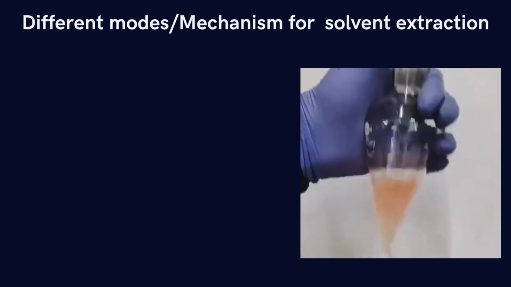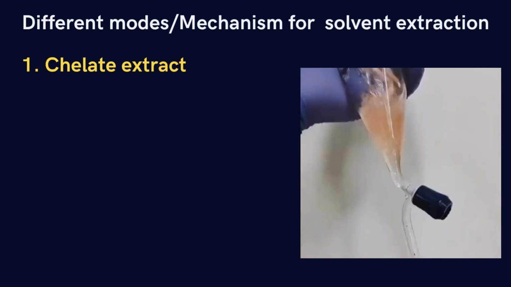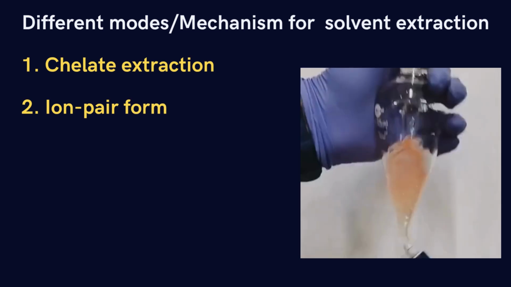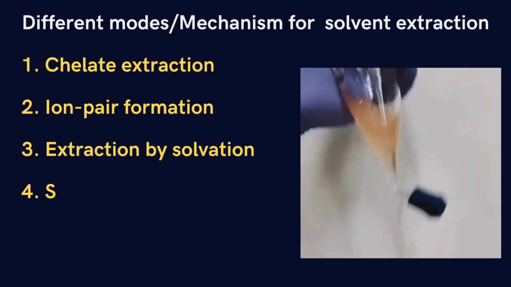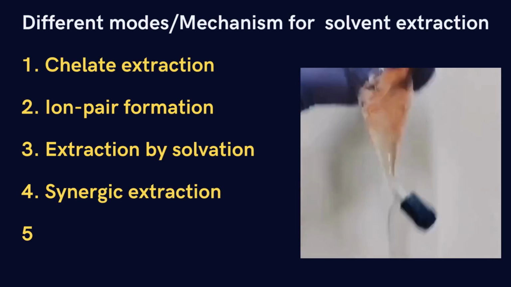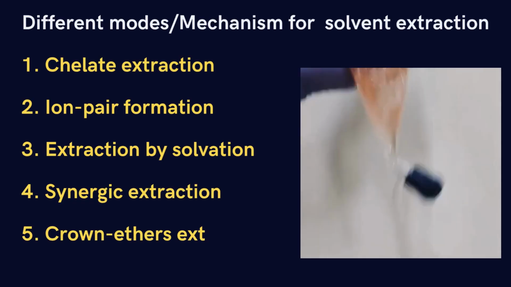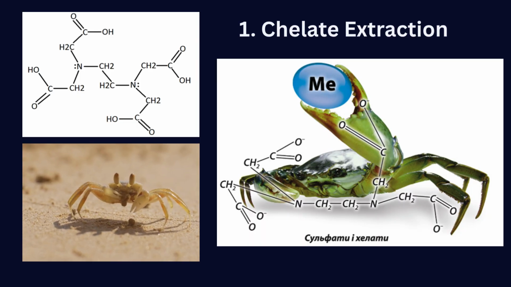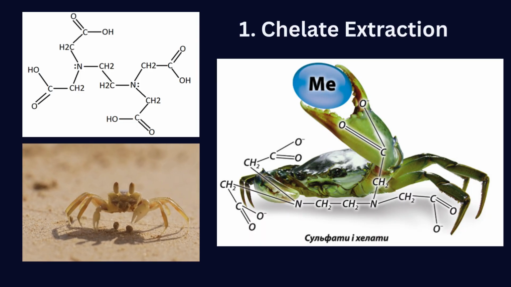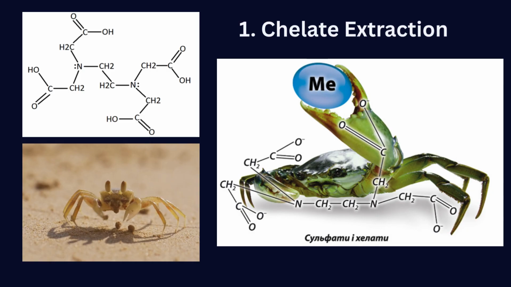Here, we will see 5 more important modes or mechanisms for solvent extraction or separation of chemical species from aqueous solution to organic solvent. First one is chelate extraction, second one is ion pair extraction, third one is extraction by solvation, fourth is synergic extraction and fifth one is crown ether extraction.